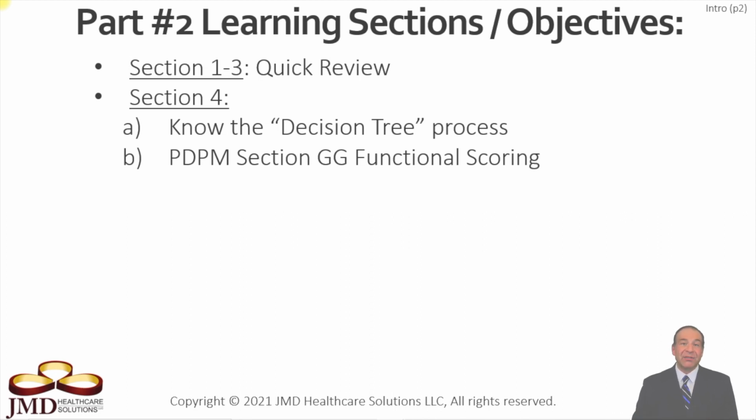People try to guess what the level is right away, and that may not be the best way to do it because you can get confused. And if you go up, down, is it this or that? But if you go through this process, it may help. I'm just going to bust through this quick. I'm not going to take a ton of time on it, and then I think you'll have a much better understanding of it. Then we're going to do some actual PDPM Section GG functional scoring with some examples, show you how those get laid out.